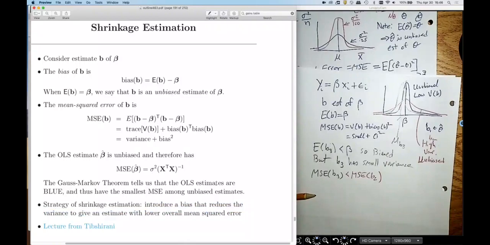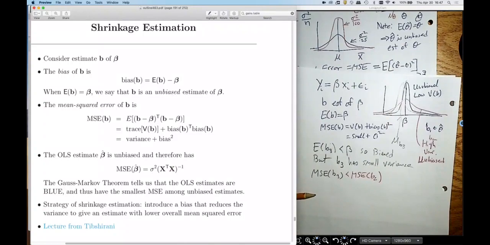So we will see many examples of this coming up, and I hope you have some intuition now of what I mean by the bias-variance trade-off. So I'm going to introduce a small amount of bias that makes the estimate much more stable, and the net result is that I expect to be closer to the parameter than I am with an unbiased estimator.